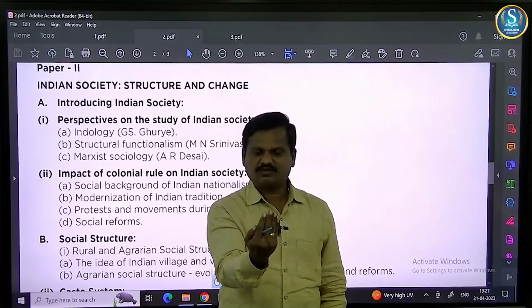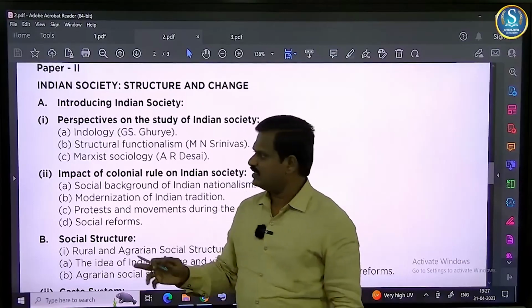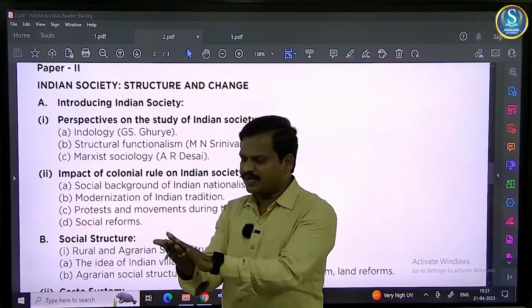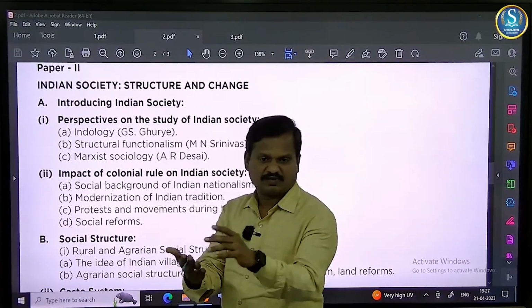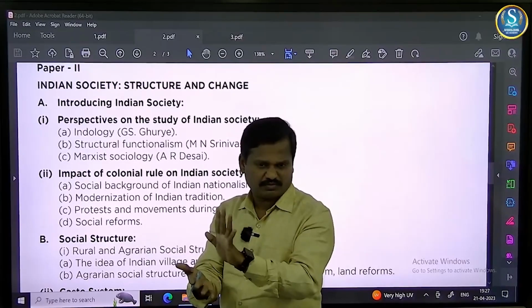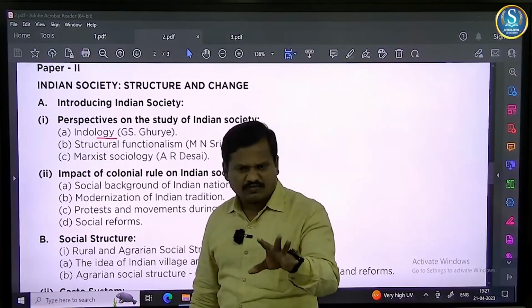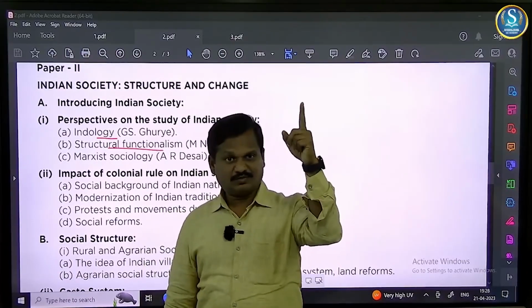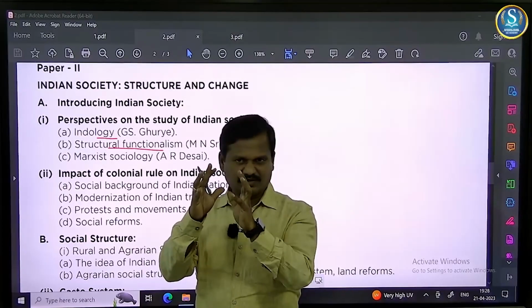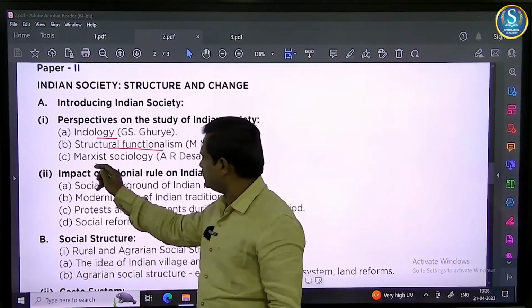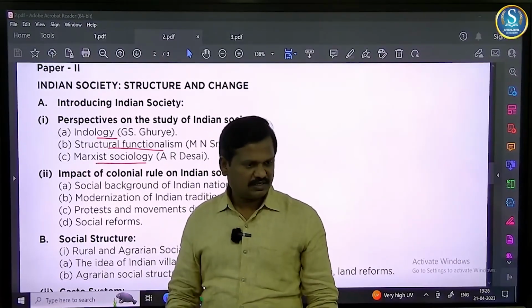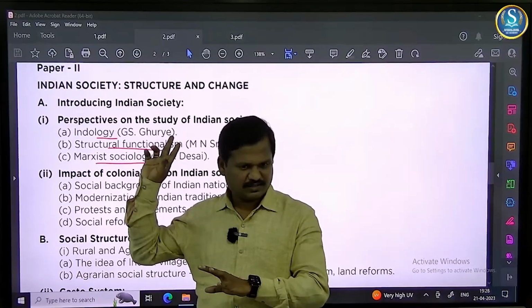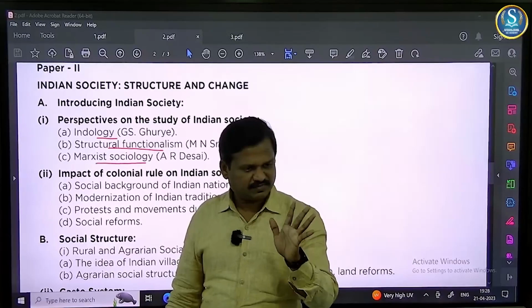Some people say, use the textbook view to study Indian society. They are called Indologists. Textbooks like Ramayana, Mahabharata, Upanishads, Vedas, Manusmriti give you an idea about India. Use the book view; it is called Indology. Others say, don't use the book view, go to the field and study: structure functionalism. Then use Marx, fourth unit. Use the Marxian perspective: take a clue from Karl Marx and use his theory to study India.